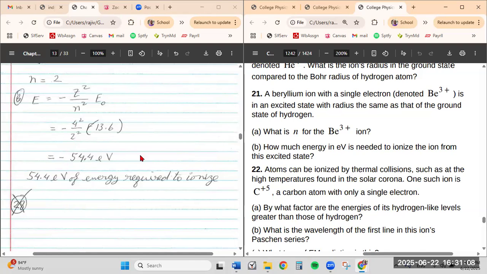So the energy of this triply ionized beryllium atom in the first excited state is negative 54.4 electron volts. That's how tightly this electron is bound to the beryllium ion, which means in order to release it, in order to ionize it, you would have to provide this much energy. So 54.4 electron volts of energy is required to ionize this.